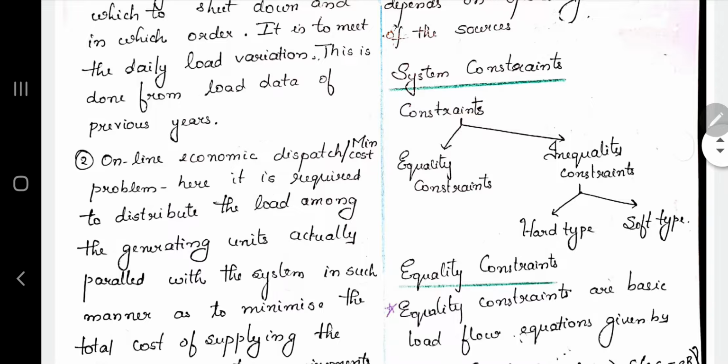Now, before going into further discussion about what is economic load dispatch, you should get a small idea about what is system constraint.